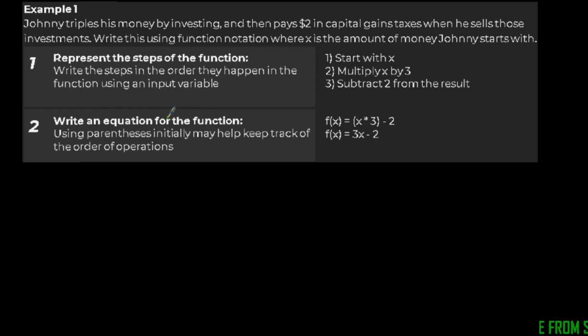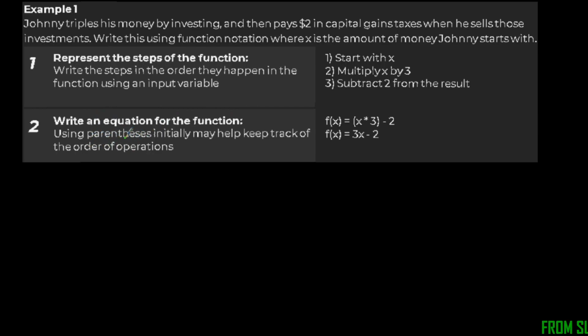So the first step is to represent the steps of the function. Write the steps in the order they happen in the function using an input value. So if we had a number for x, we start with that number, we multiply x by 3, and then we subtract 2 from the result. So we can write the steps down and figure out what we need to do.